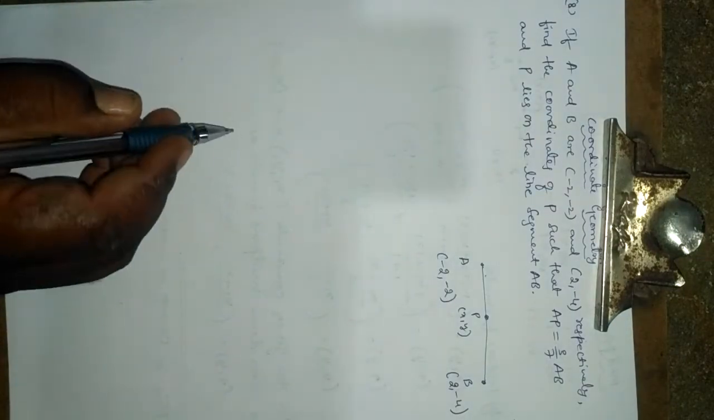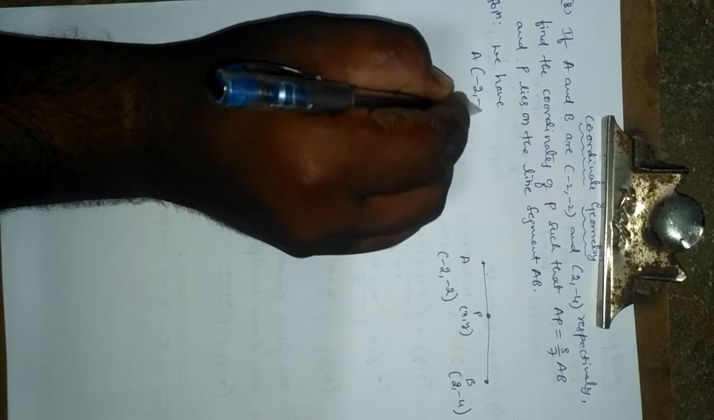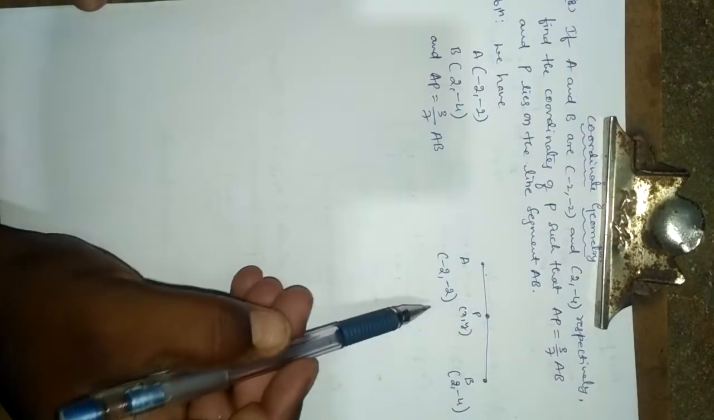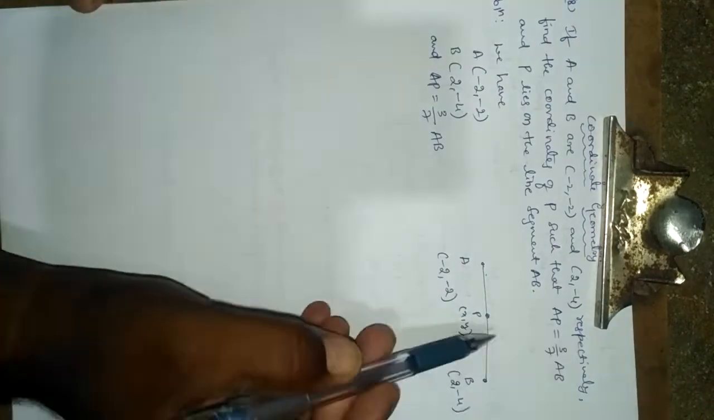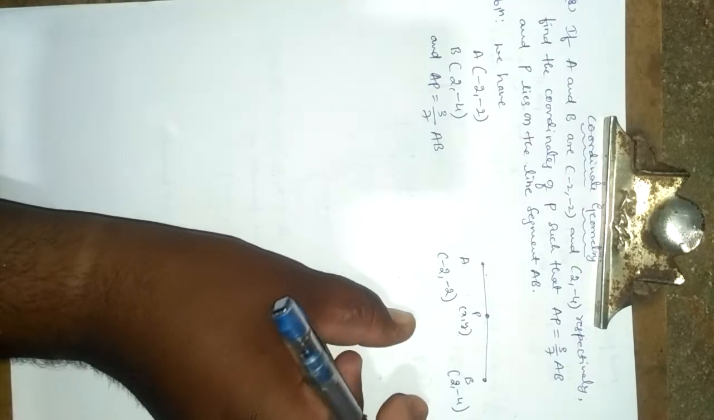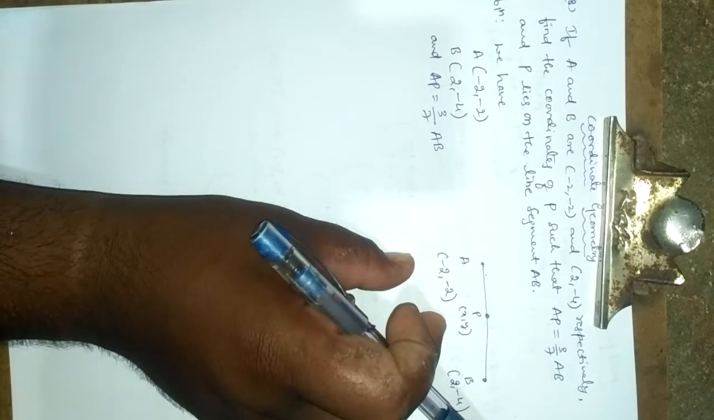Now what is given? Solution. We have A(-2, -2), B(2, -4) and AP is equal to 3/7 of AB. The distance from A to P is 3/7 of AB. If you want to find PB, in the total length we have to subtract AP, then we are going to get PB.